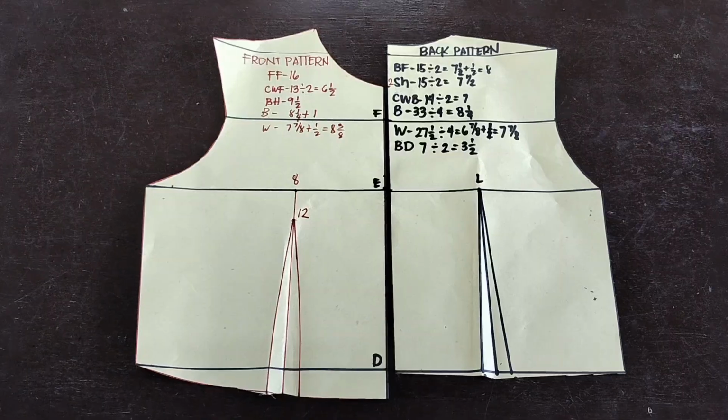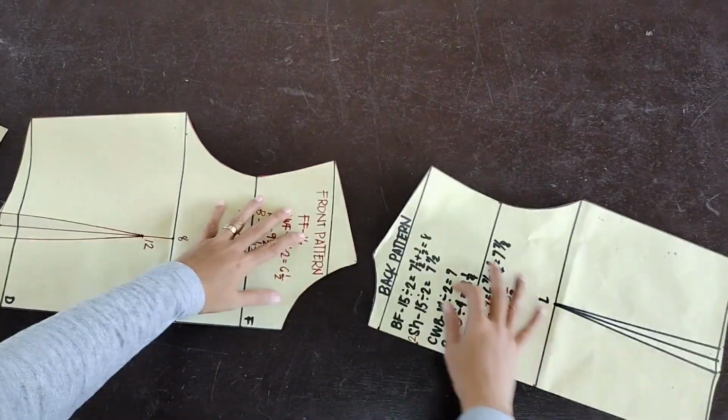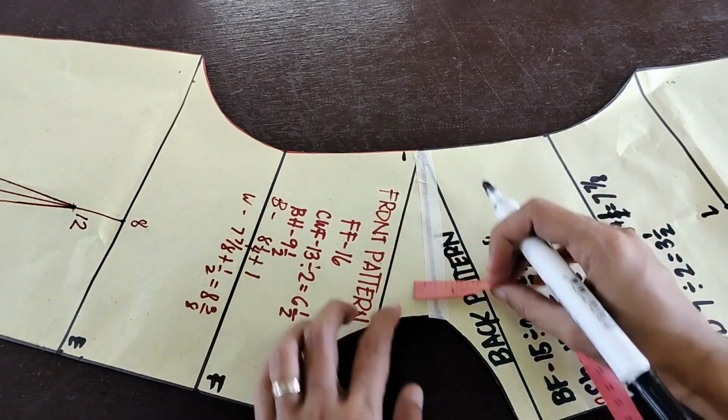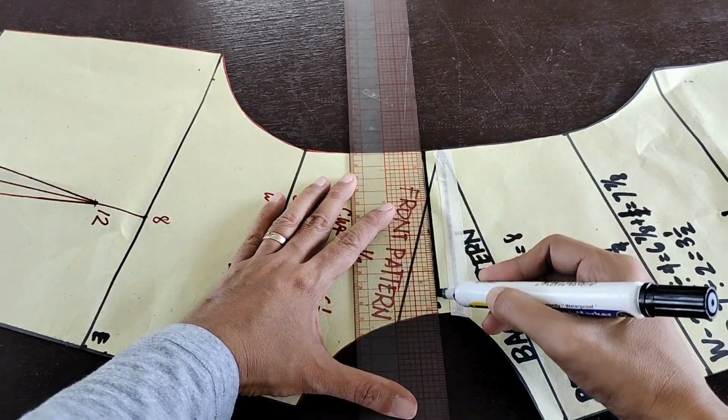Now cut the patterns and then connect the shoulders of back and front pattern. Then draft the front shoulder by 1/2 inch and then cut.